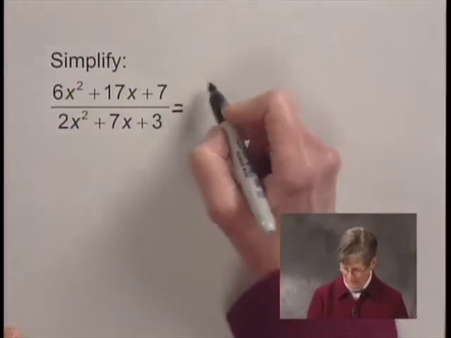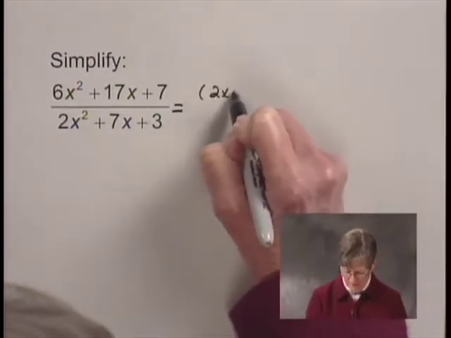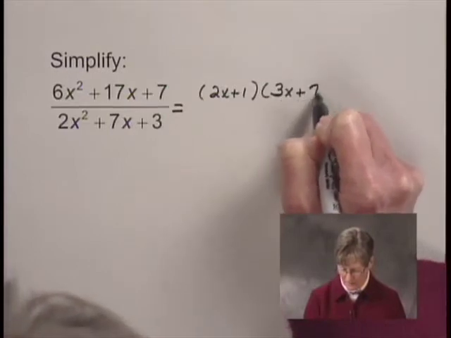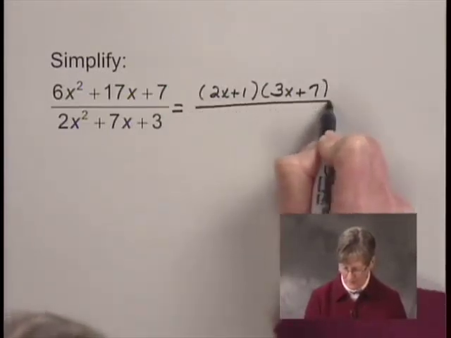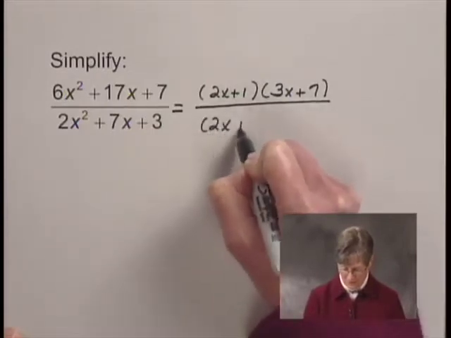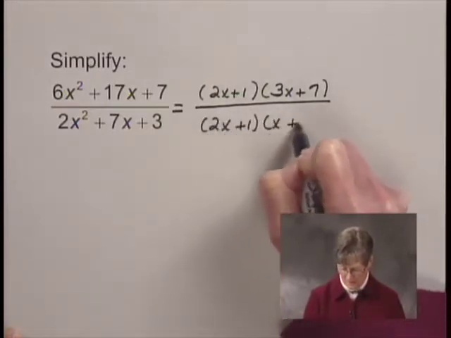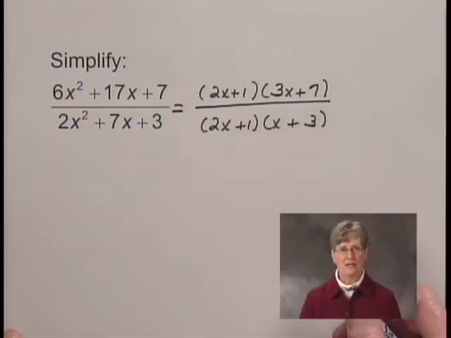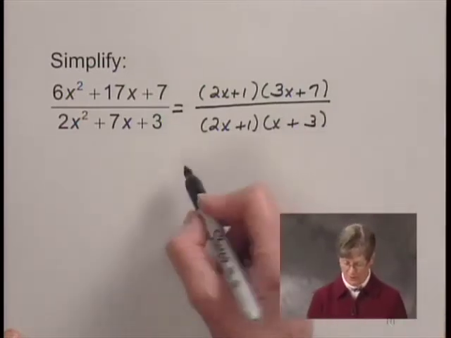Factoring the numerator, I get 2x plus 1 times 3x plus 7. And when I factor the denominator, I can factor it as 2x plus 1 times x plus 3. And now I look and I see that I have a factor of 2x plus 1 in the numerator and also in the denominator.